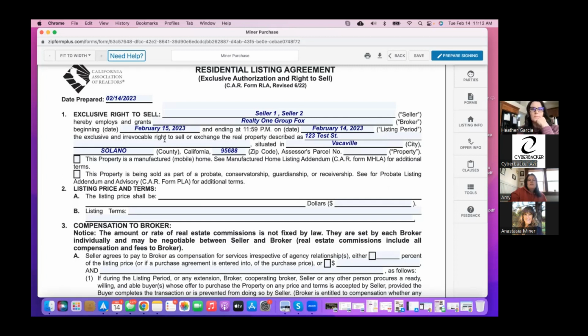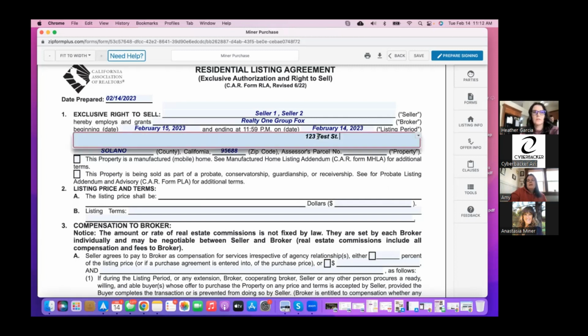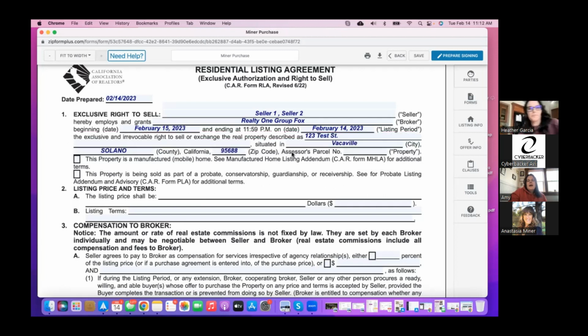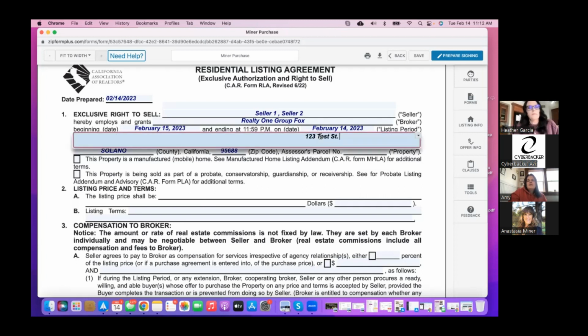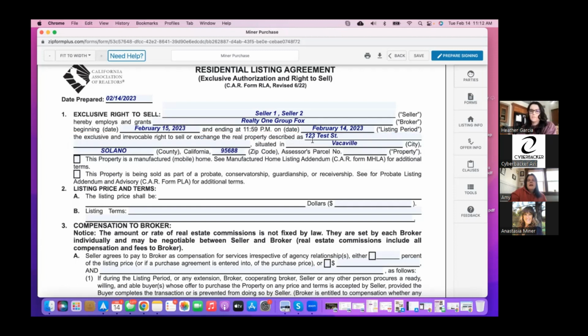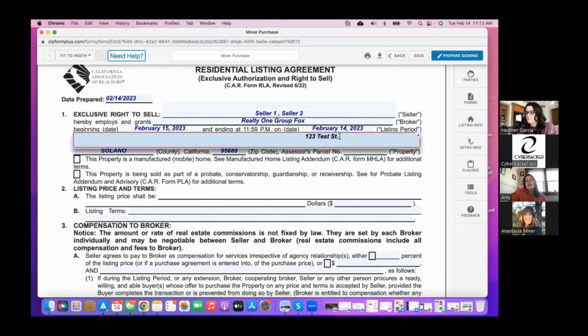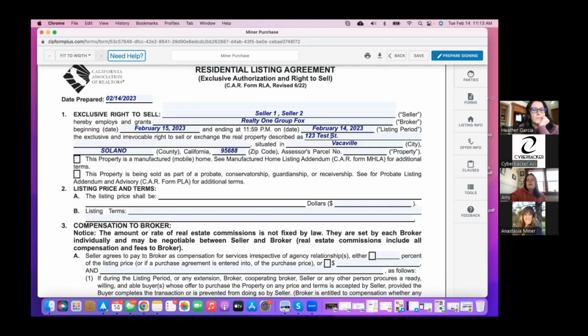An exclusive and irrevocable right to sell or exchange the real property described as, here's where you're going to put in your address. We want the address, again, to match the tax records, make sure it's accurate. And please make sure to put in that street, drive, lane, court, plaza, circle, whatever it is at the end. So it's not just 1, 2, 3 test. We want it to be 1, 2, 3 test street or test drive or test court, because oftentimes there's duplicate addresses if we don't include that little thing at the end. Make sure you put the county in there, make sure you put the zip code in there, and then also make sure you put the parcel number in here.